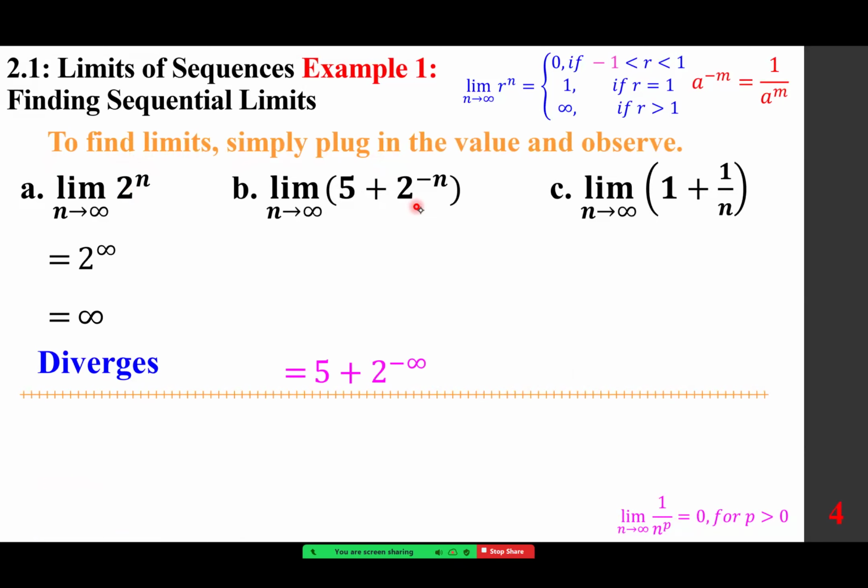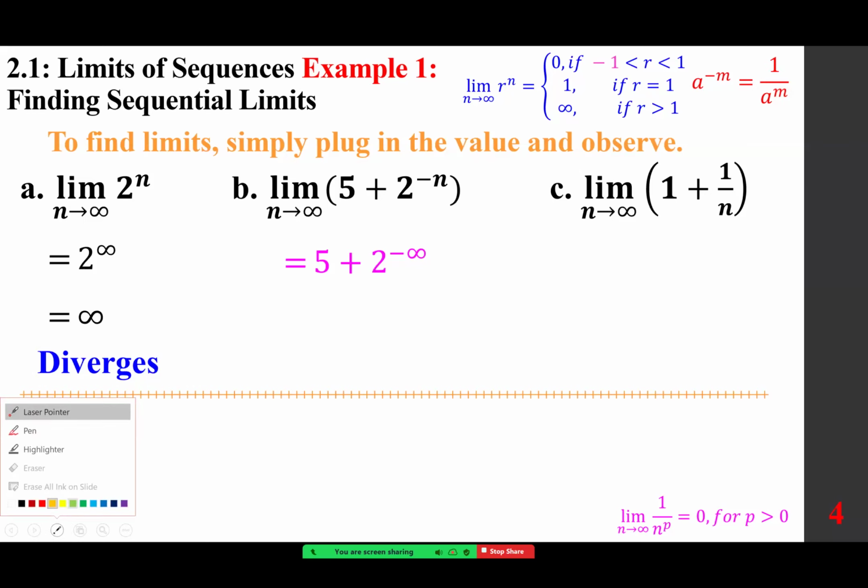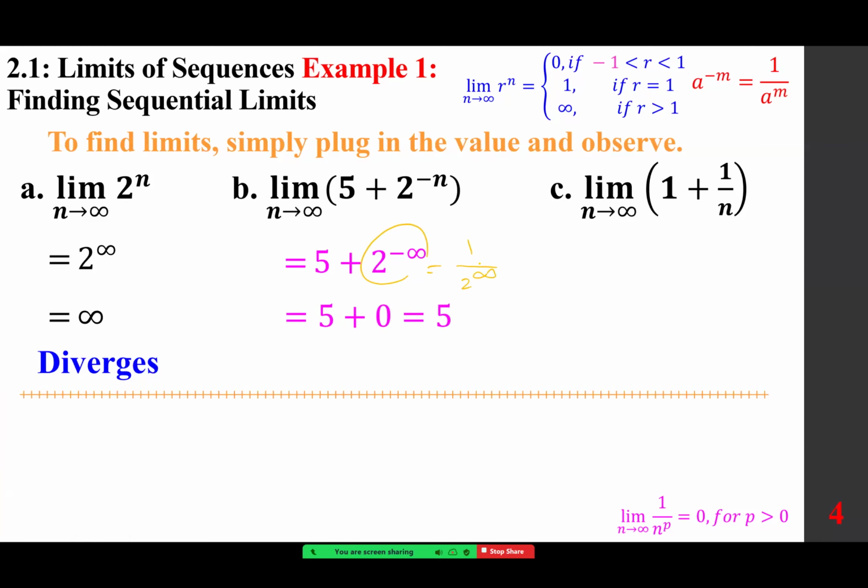In this case, if I plug in, I use the fact that a to the power of minus m is 1 over a to the power of m, which makes this part 1 over 2 to the power of infinity, which makes it 0. 5 and 0 add up to 5, so it converges.